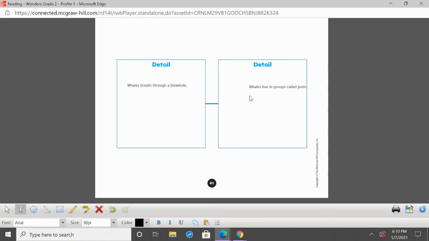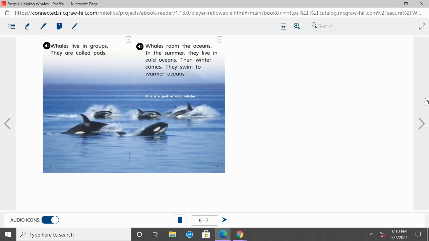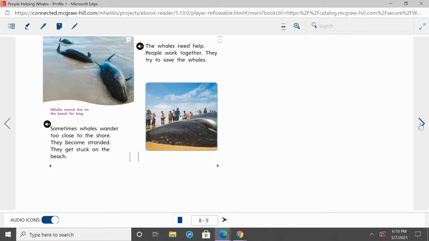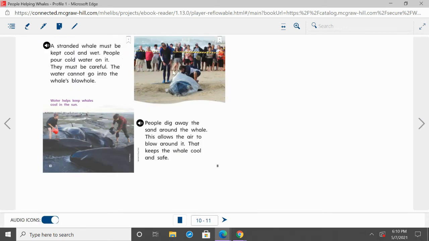All right, go ahead again. Pause me if you need to write this. And once you're done, unpause me. All right, I'm going to turn to another page. And I want you to look at this page. And I want you to tell me what's a key detail that we learned from one of these pictures.